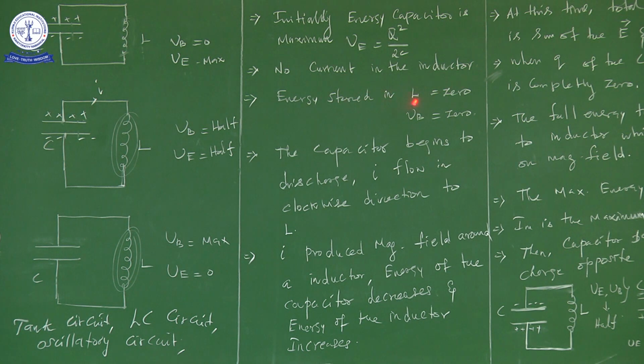inductor, which means the energy stored in the inductor is 0; the energy of the magnetic field is 0. Why? Because initially the total energy is stored in the capacitor only, so there is no energy in the inductor. That's why we can write like this. There is no current in the inductor, and where there is no current there is no energy, so the energy stored in the inductor is 0, the magnetic field energy is 0. Since no current goes through the inductor, there is no conversion to magnetic field.